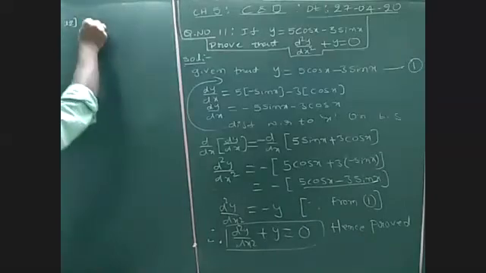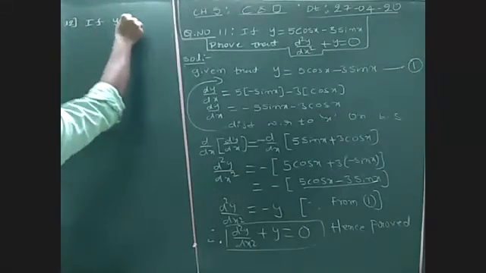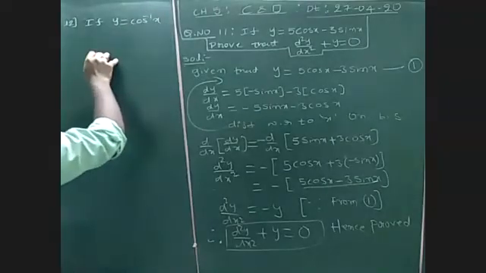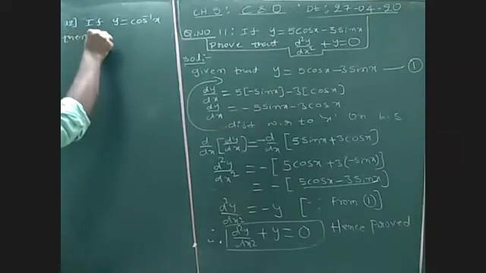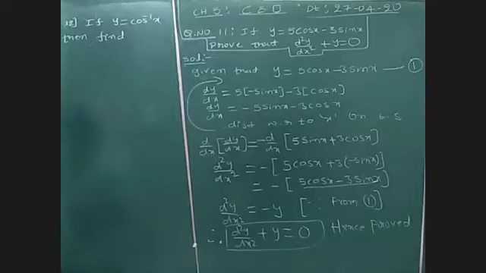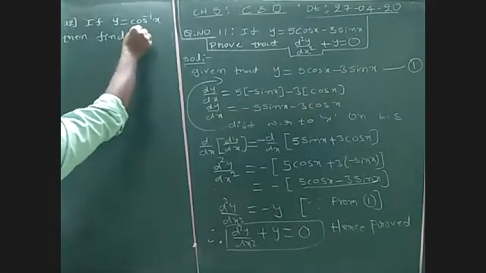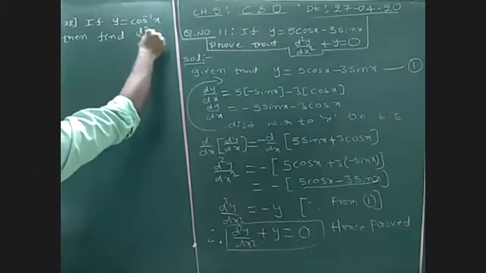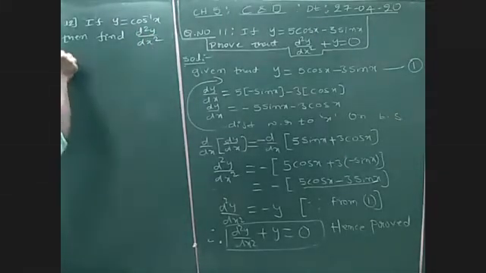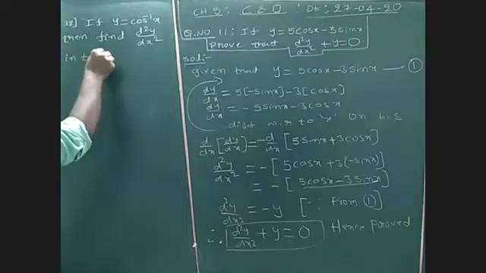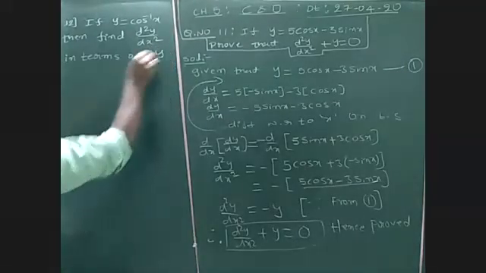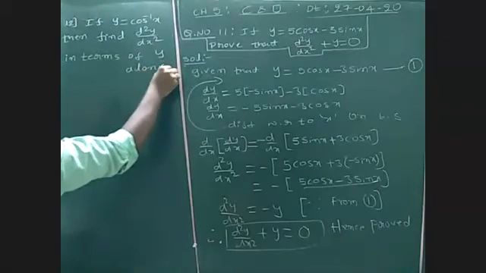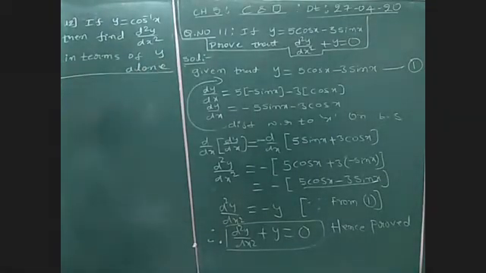The 12th question is: if y is equal to cos inverse of x, then find d square y by dx square in terms of y alone, in terms of y alone.